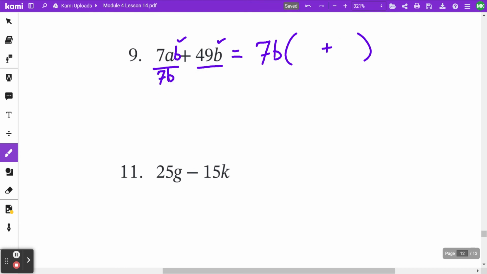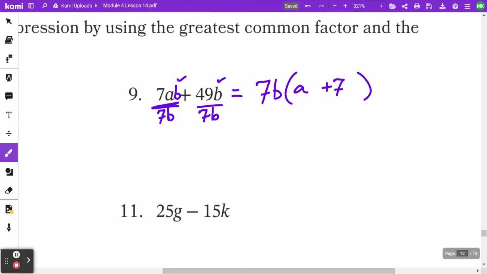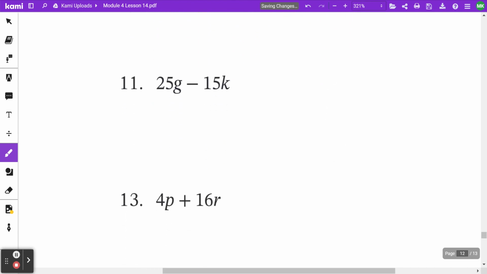Now, if I factor out a 7B from 7AB, what am I left with? I'm left with A, right? And if I factor out a 7B from this guy, I'm left with just a 7, right? There you go. Now, if I redistribute, 7B times A, there's my 7AB, and then 7B times 7 gives me my 49B. And there you have it. I guess I should move this guy in a little bit. There you go.